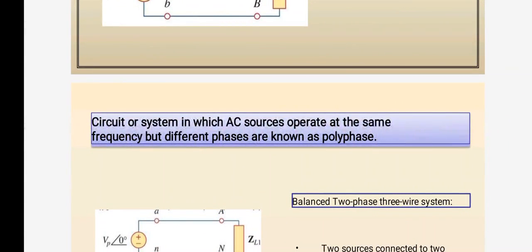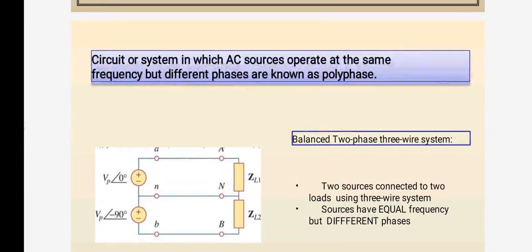If we talk about a circuit or system in which the AC sources operate at the same frequency but different phases, it is known as polyphase. Once you go for three phase, we generally call it a three phase system. It consists of a three-wire or four-wire system, with the phases generally called RYB, and N is generally called the neutral.